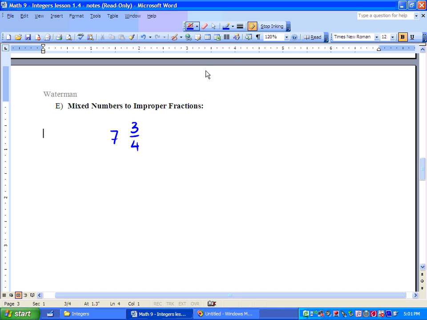So what we're going to do is we're going to multiply our denominator by our whole number. So we're going to go 4 times 7 is 28, and then we're going to add our numerator. So 28 plus 3 is 31, and we're going to keep our denominator. So 7 3/4 is the same as saying 31 over 4. All right, let's try one more.